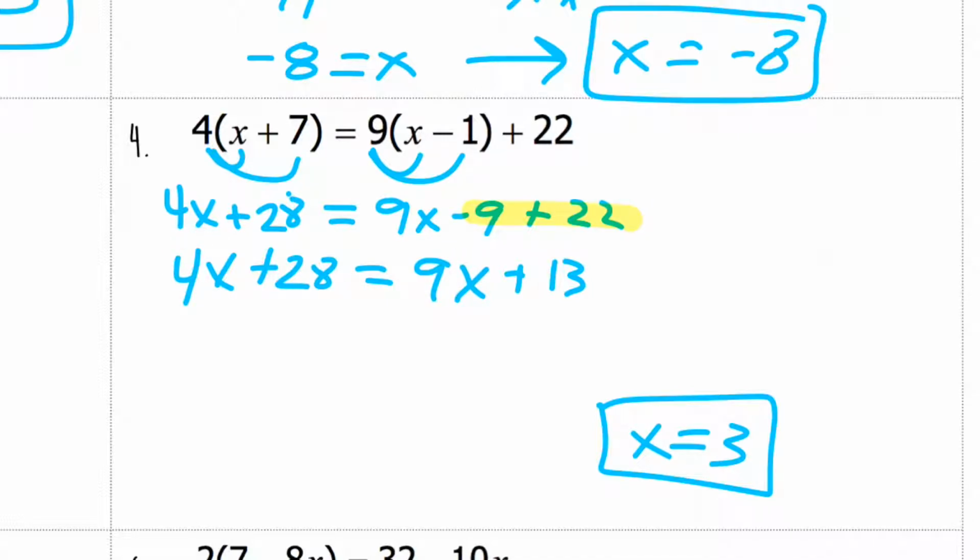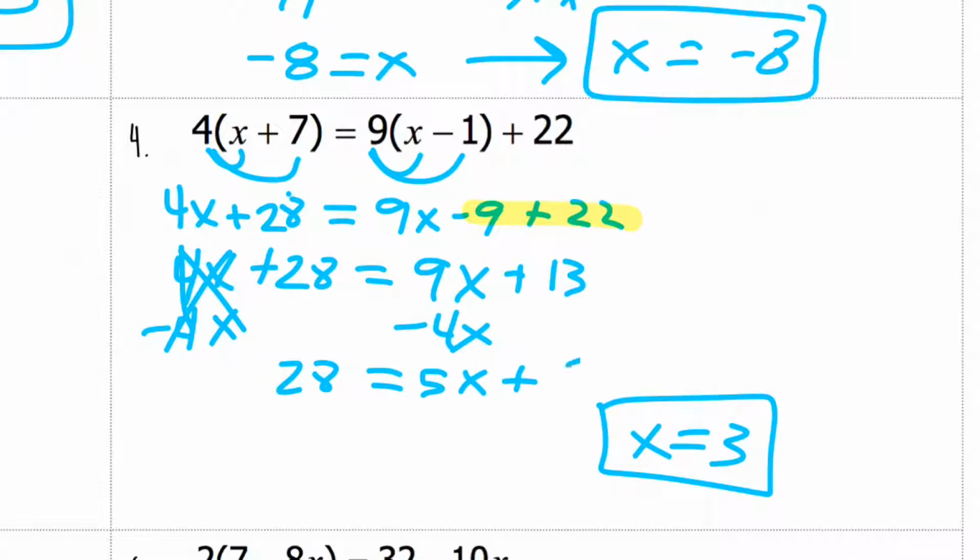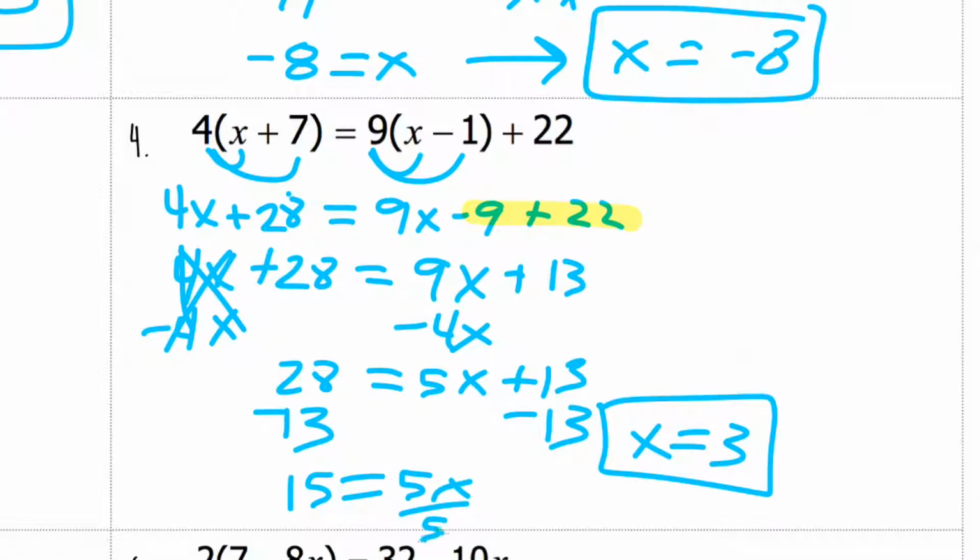Okay, next question. Do you have variables on both sides? Yes, you do. Which one is smaller? 4 is smaller. So if I have a positive 4x, how do I get rid of it? Subtract 4x from each side. Cancel it out. You get 28 equals 5x plus 13. Look at the side with the variable. What can you get rid of on that side? Get rid of the 13 by subtracting. You find 15 equals 5x. Divide by 5. x equals 3.